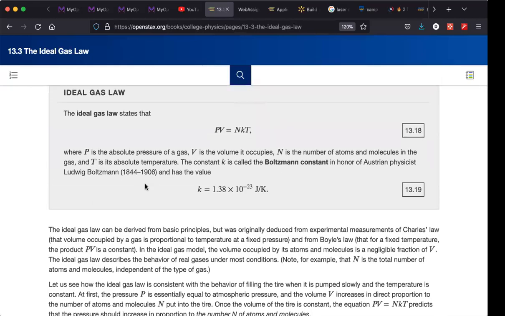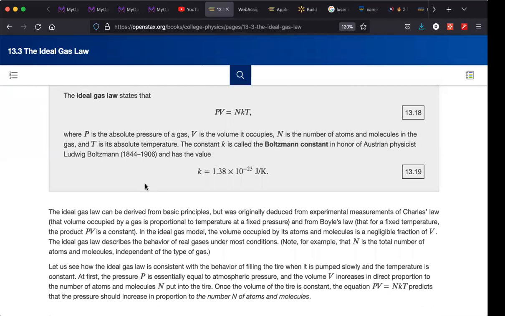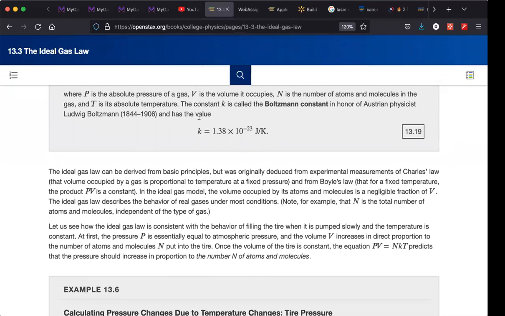And it looks like this. The pressure times the volume equals the number of particles in the gas times the temperature times this K thing that we call the Boltzmann constant, named after Ludwig Boltzmann, who did a lot of work with this stuff. So you can see here that if we solve this for pressure and divide by volume on both sides, then increasing the amount of gas, the number here, will increase the pressure. Increasing the temperature will increase the pressure, and decreasing the volume will increase the pressure if we divide by volume. So that's the ideal gas law.